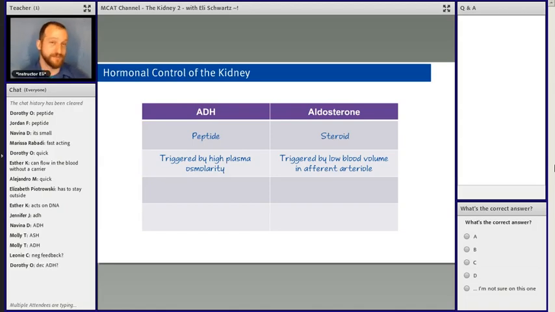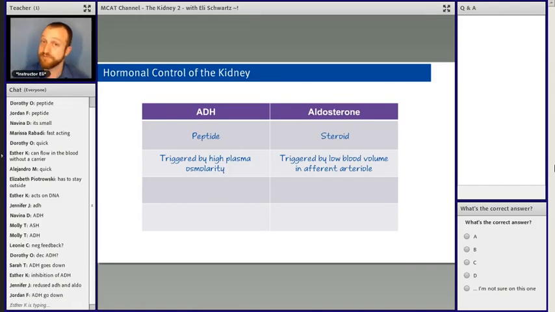Ooh, negative feedback. Well, decreased ADH at least, definitely. Definitely, Dorothy, right, Sarah? Inhibition of ADH as low as possible, right? If I chug 3 liters of water, I am not lowering blood volume. I should be increasing it. And I do not have high plasma osmolarity. I have really low plasma osmolarity.